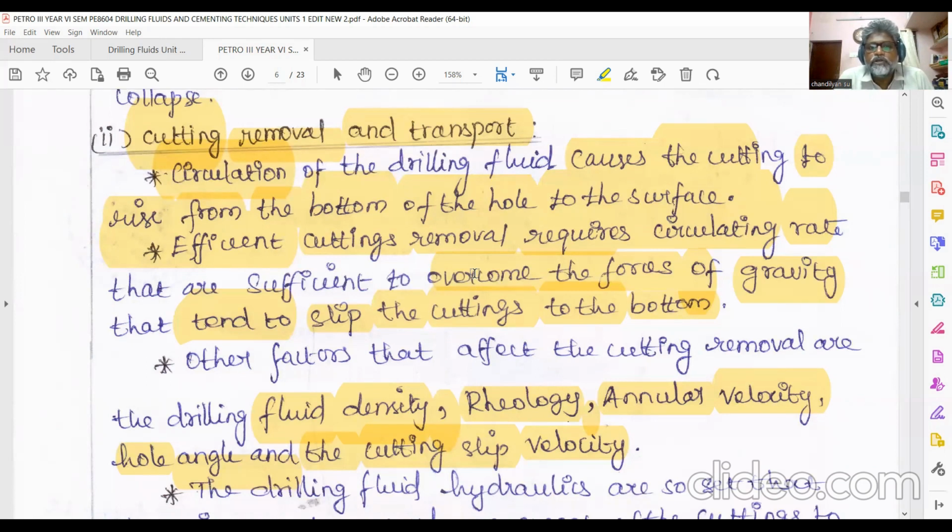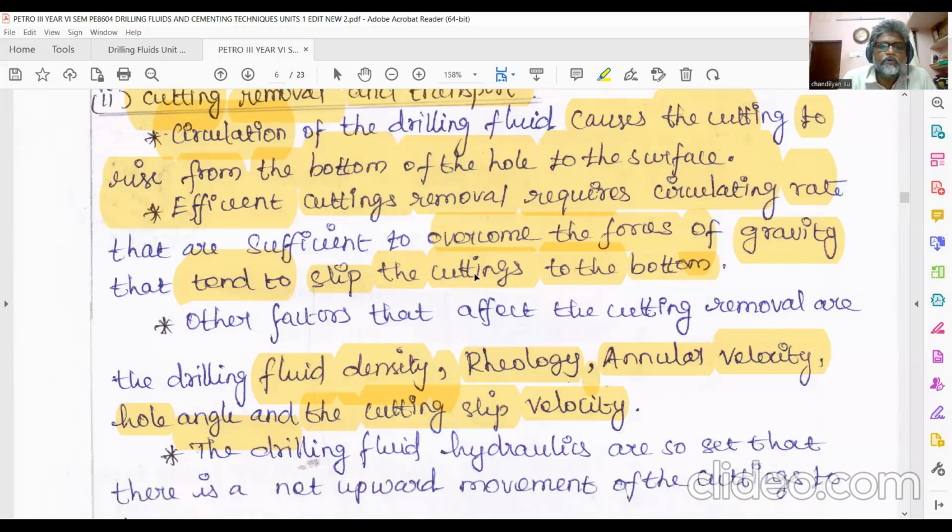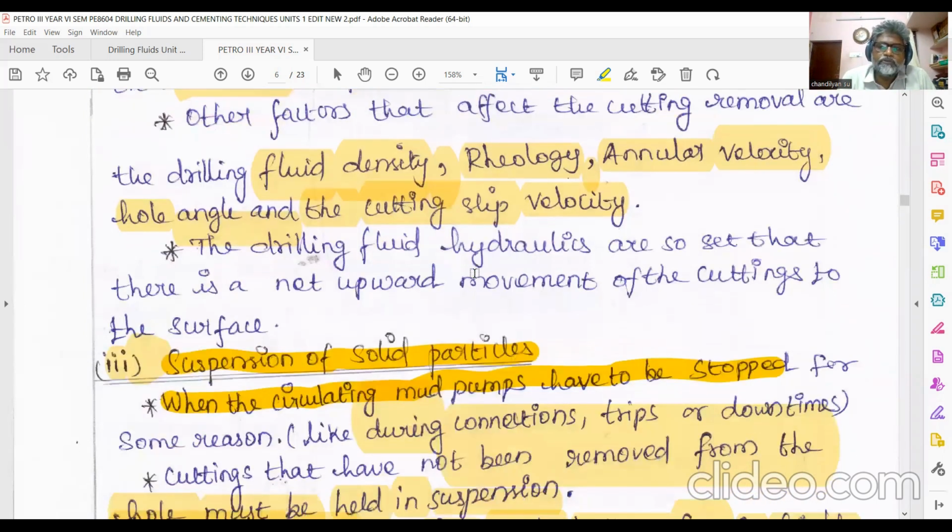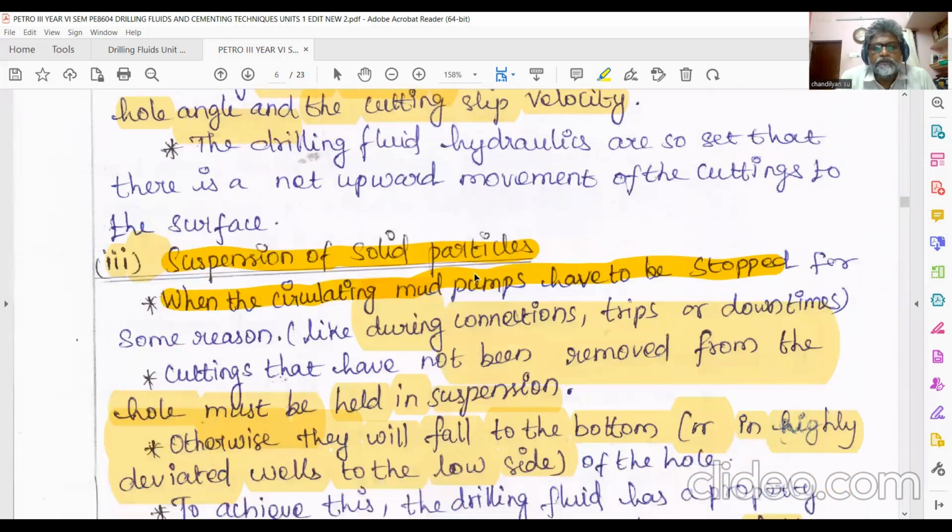The other factors which could affect it are fluid density and rheology. We talked about rheology, the science of deformation of a material, especially of a drilling fluid or a slurry or cement slurry. How does the viscosity change with respect to time? That is my own take on it. Rheology, the annular velocity, the velocity of the fluids in the annulus, the hole angle, and the cutting slip velocity. How far it slips and reaches the bottom. One of the possibilities could be drill bit balling. There could be other possibilities also.